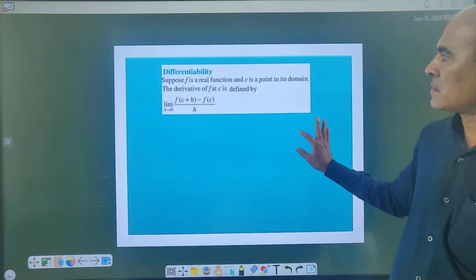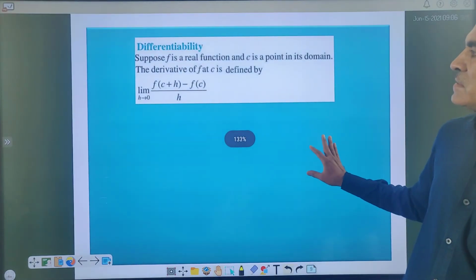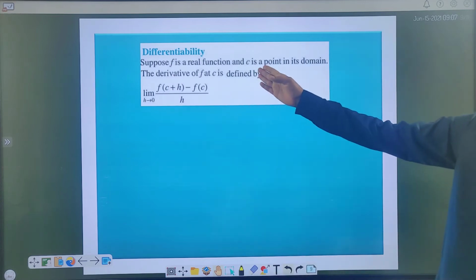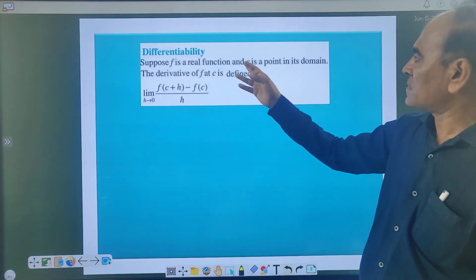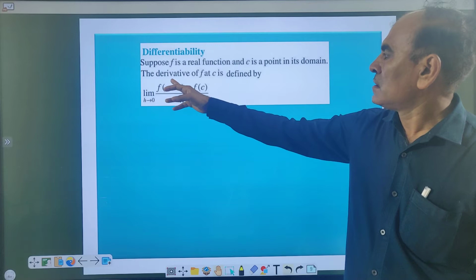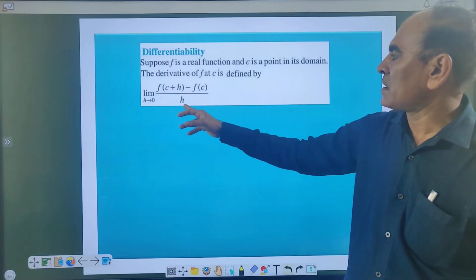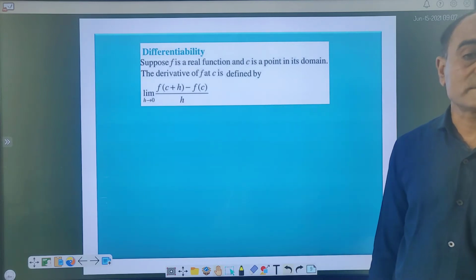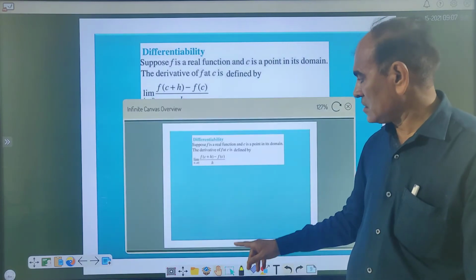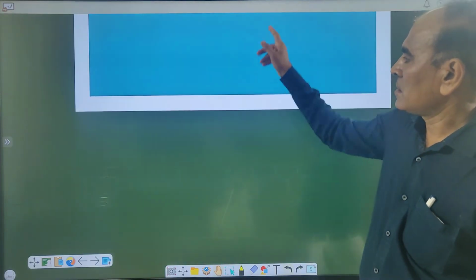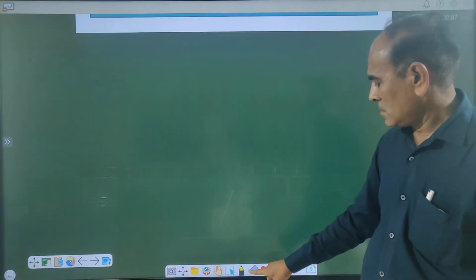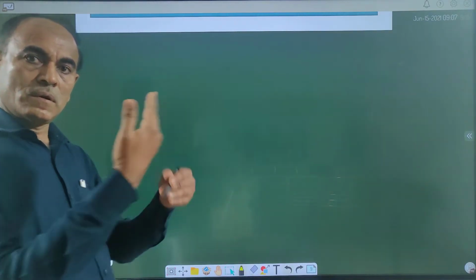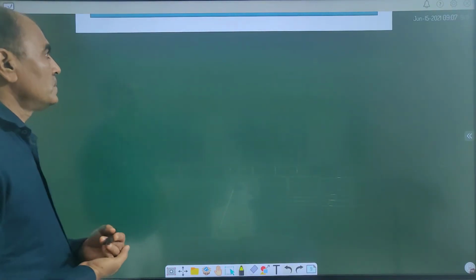Now, important thing. In 11th science, we already saw this definition, differentiability. Suppose f is a real function and c is a point in its domain. The derivative of f at c is defined by this function, and that is f dash x. But let us see here, in general, what we have to see. We already noted standard forms in 11th science. Let us recall all the standard forms one by one.